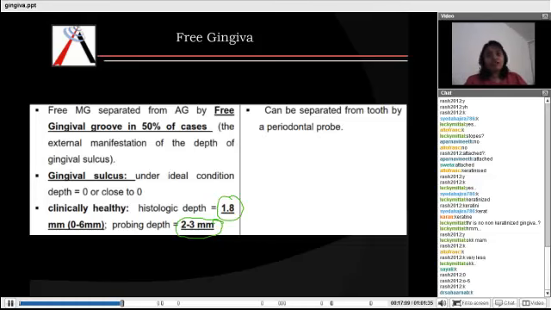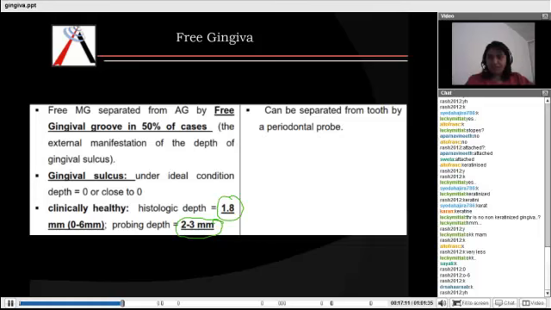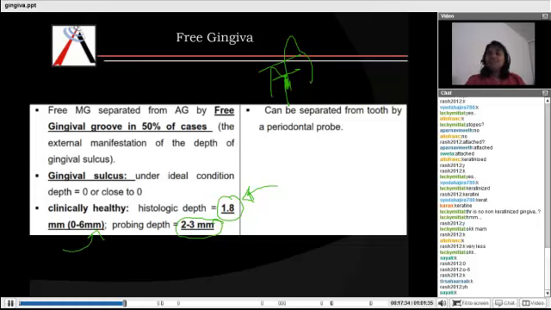But if you actually take a section and make a histological slide, you will actually be able to locate the upper end of the junctional epithelium, and from there when you measure the sulcus in the histological slide, that will be 1.8 millimeters. The range is 0 to 6 millimeters.